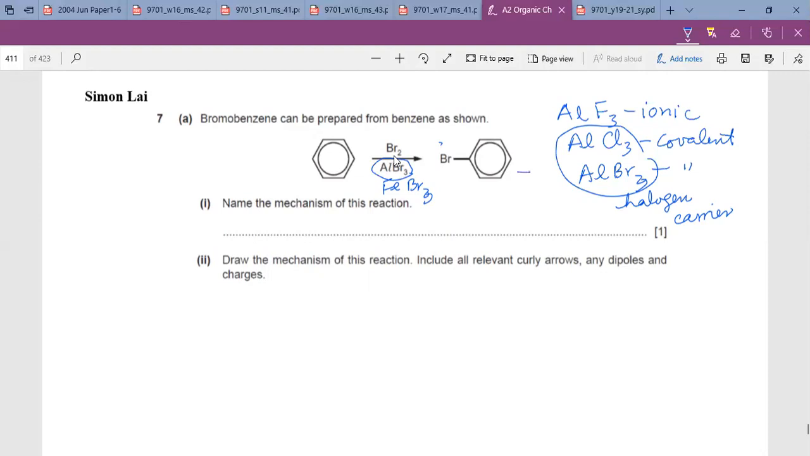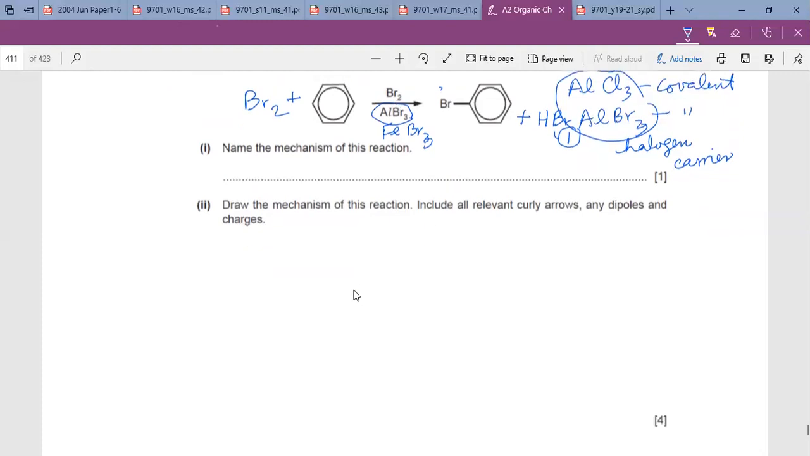So of course here it's not very good. They should give you the balanced equation. Of course this is called a scheme. A scheme doesn't need to be balanced, but you put benzene here and Br2 here, then you should have HBr here. One year they gave this one for 1 mark, so you must be careful. The mechanism of course is electrophilic substitution. Now they ask you to draw the mechanism of this reaction.